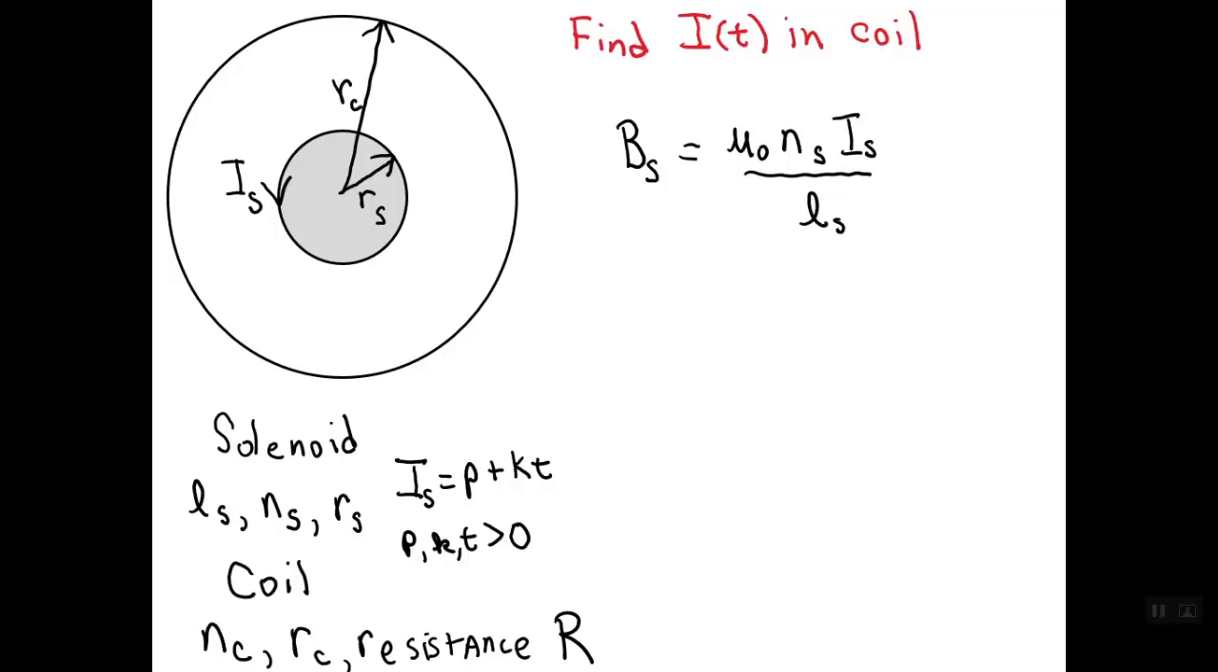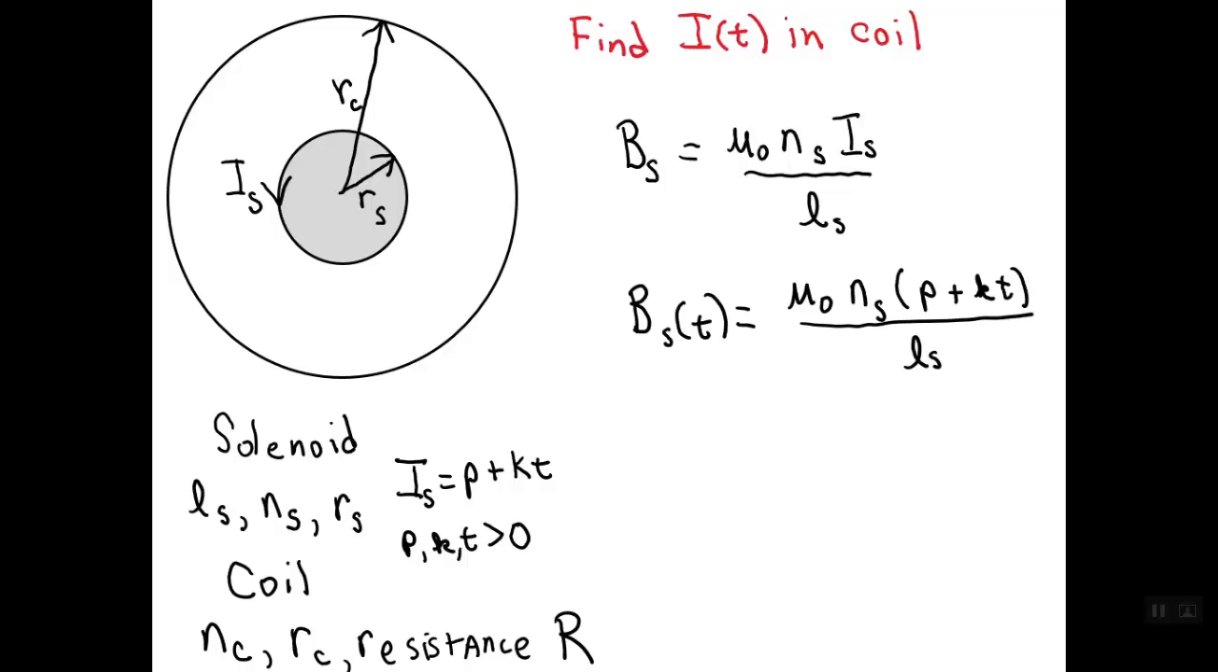Inserting our expression for the solenoid current I sub s, we have this result. We can use the right-hand rule for determining the magnetic field direction for a loop, and we find that inside the solenoid, the magnetic field is out of the page for this example. Let's remember that outside the solenoid, the magnetic field is 0.